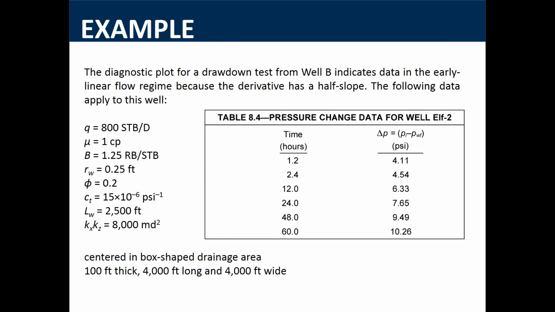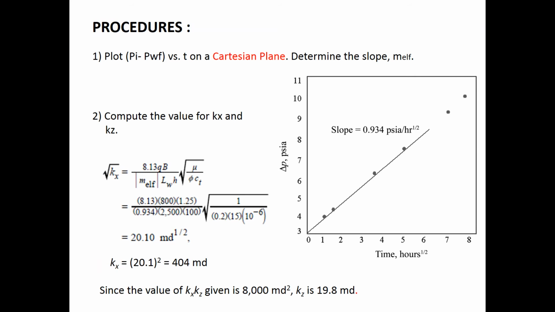Let's see an example. A drawdown test has been conducted at well B, and these are the data obtained. First, we draw a graph of Pi minus Pwf versus time on a Cartesian plane. Then, we determine the slope, and we get 0.934 psia over the square root of hr. Then, we calculate the values for kx and kz.